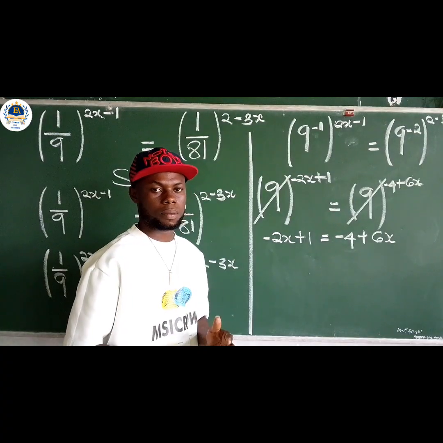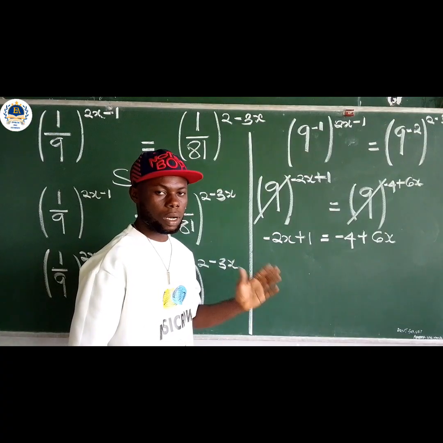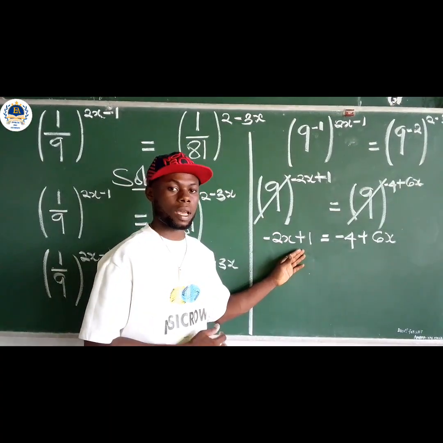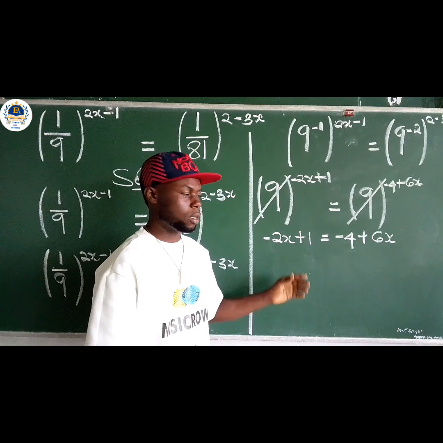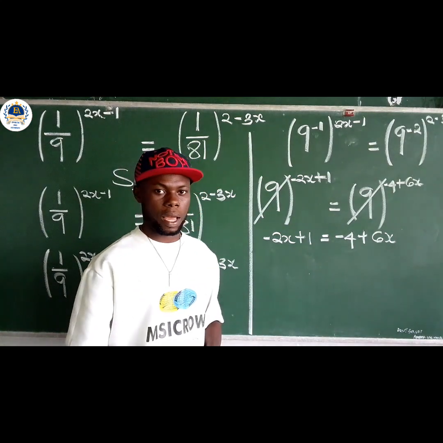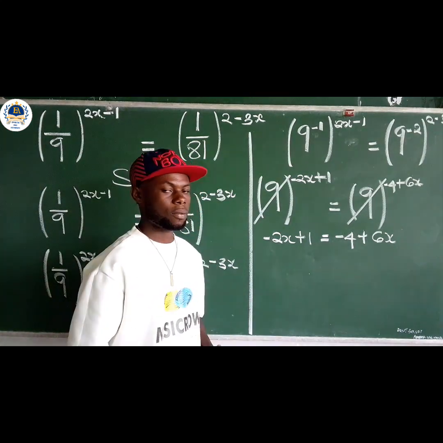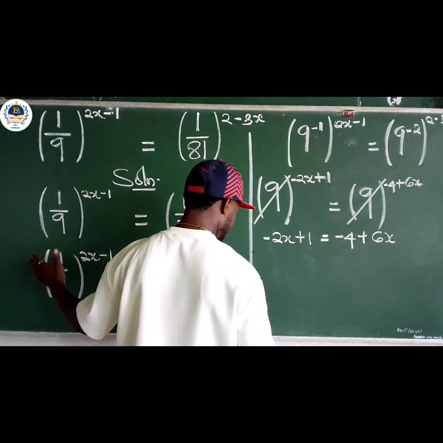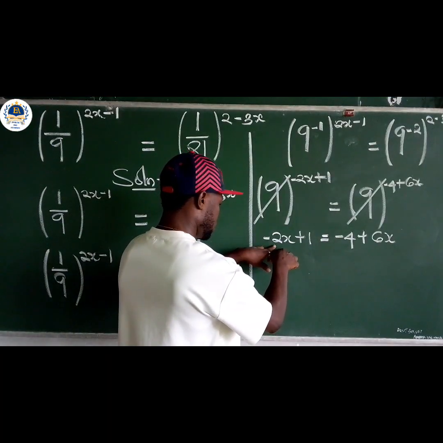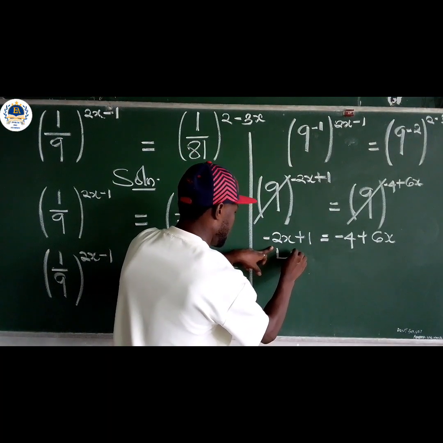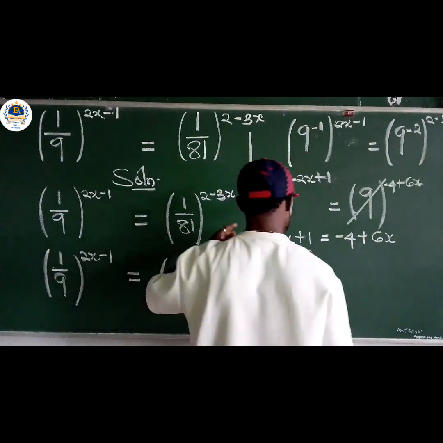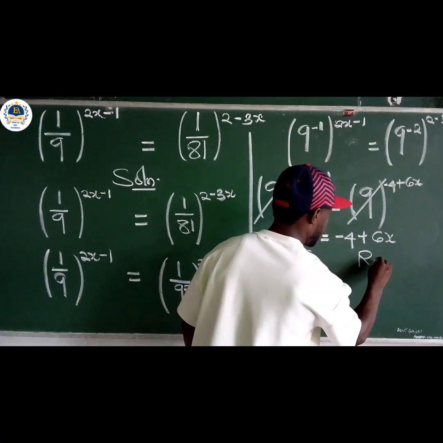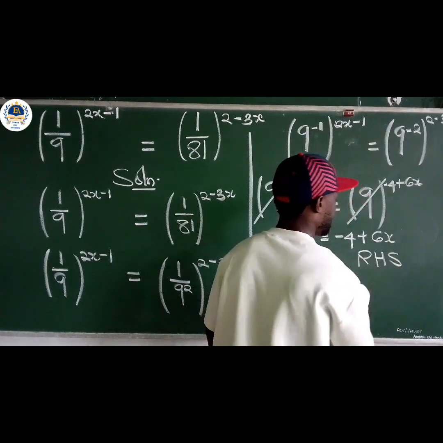We are bringing those terms with x to one hand side of the equation, and those numbers, numbers without x, to the other side of the equation. So you can choose to put the x either at your right or your left, and vice versa. Either way, you are right. So bringing the x to the left, this is my left hand side, and this is my right hand side.